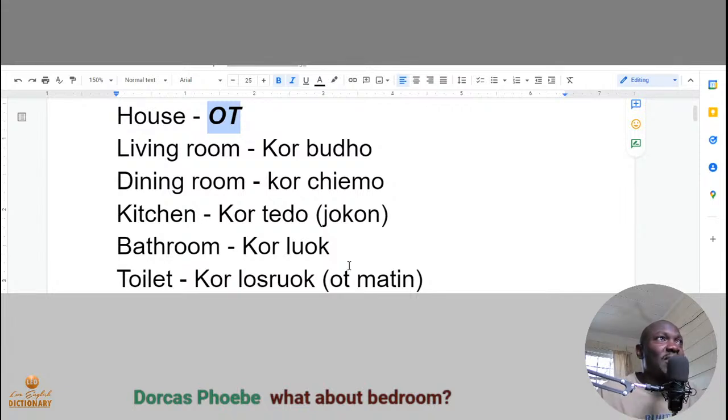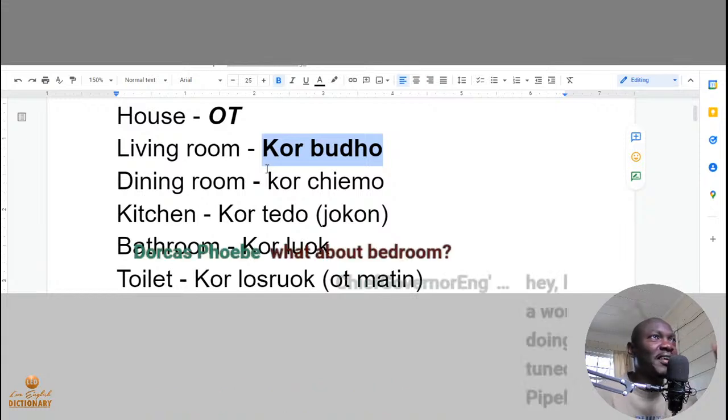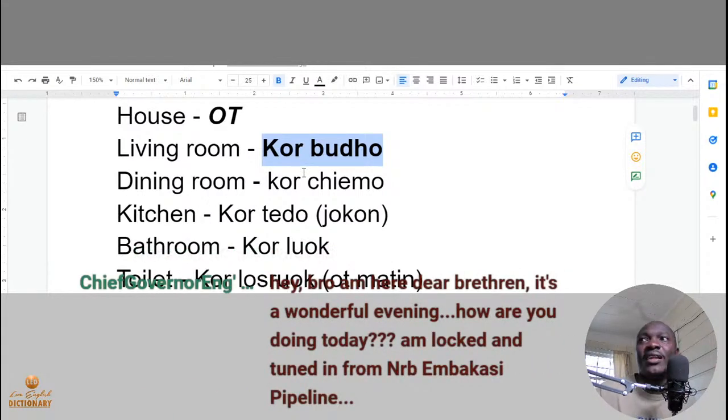So we shall start with kor budho, the part for living. Living room is kor budho.